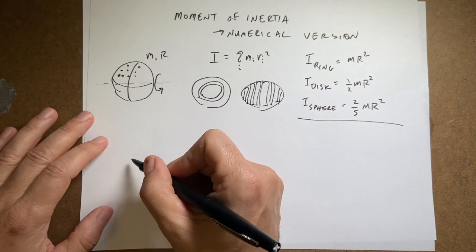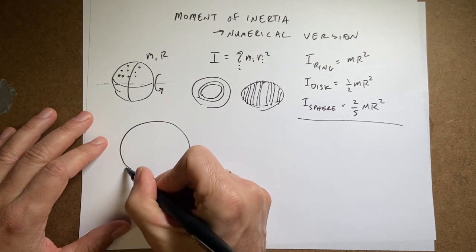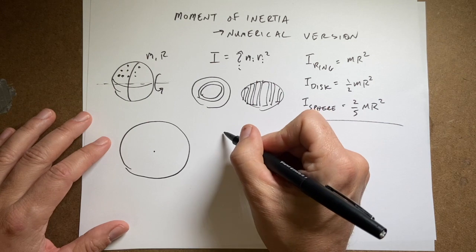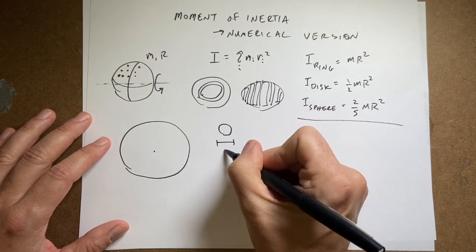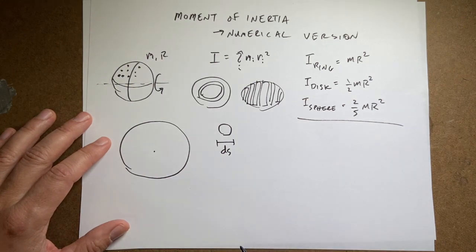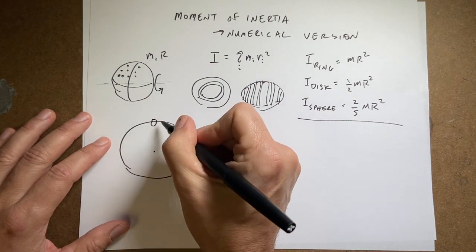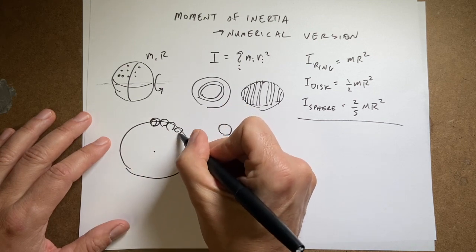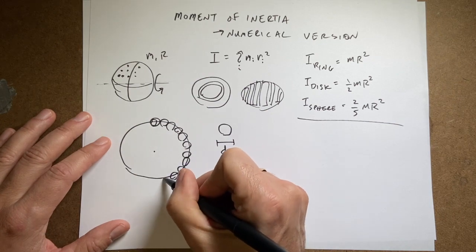So the first thing I'm going to do is build a ring. I'm going to pick the size of my piece, and I'm going to use spheres of length ds. Okay, so that's my element size. I've drawn it big. And then what I want to do is take that and break this ring into a bunch of pieces and go all the way around.